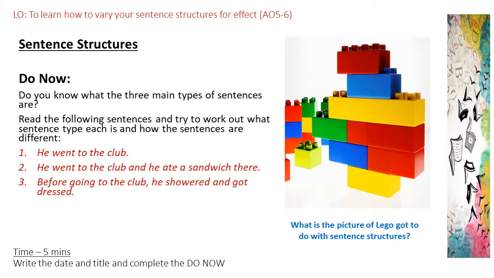So for your do now, I would like you to consider what are the three main types of sentence structure. Read the following sentences and try to work out what sentence type each is and how the sentences are different. 1. He went to the club. 2. He went to the club and ate a sandwich there. And 3. Before going to the club, he showered and got dressed. Please take 5 minutes to make sure you've got the date and title written down and to have completed the do now.